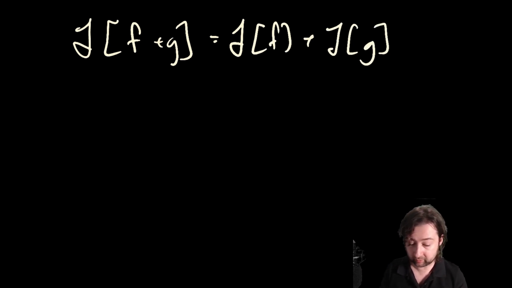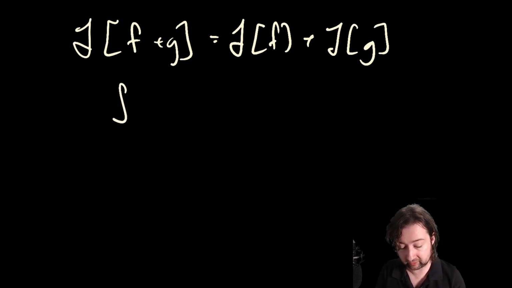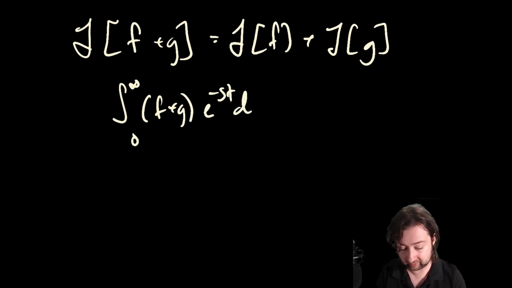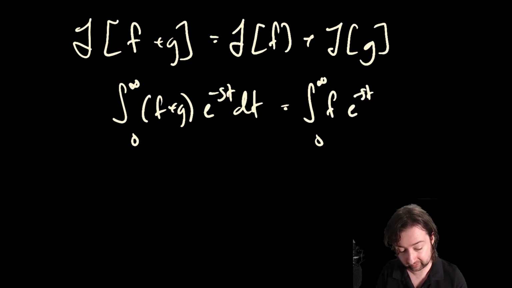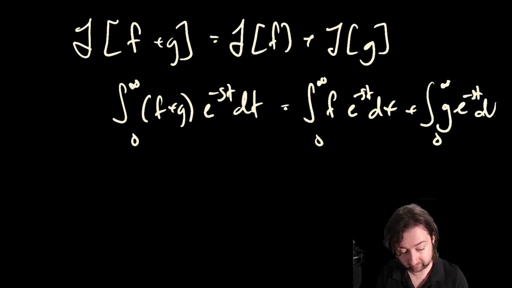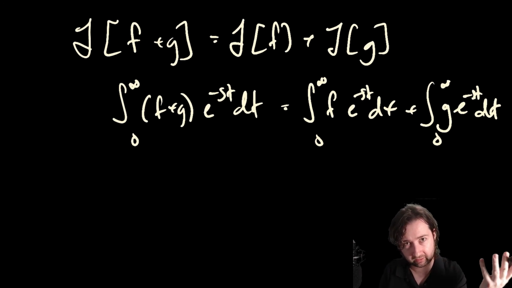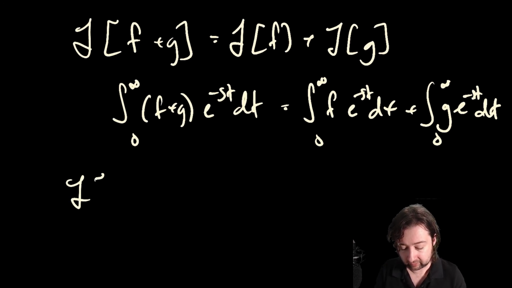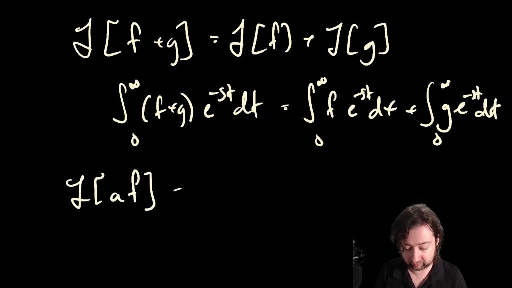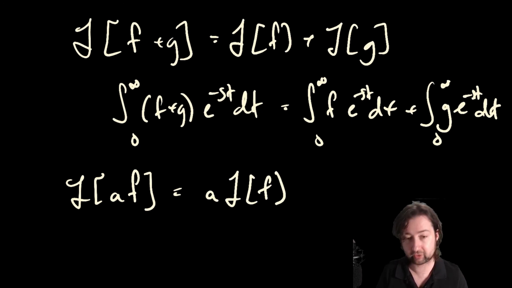And that's very easy to show because the Laplace transform of f plus g is the integral from 0 to infinity of (f plus g) e to the minus st dt, but then that splits up into an integral for the Laplace transform of f plus an integral for the Laplace transform of g, right? So the Laplace transform respects sums. You can put a sum in and it turns into a sum on the output side. Likewise, the Laplace transform of a constant times a function is just going to be equal to that constant times the Laplace transform of the function.